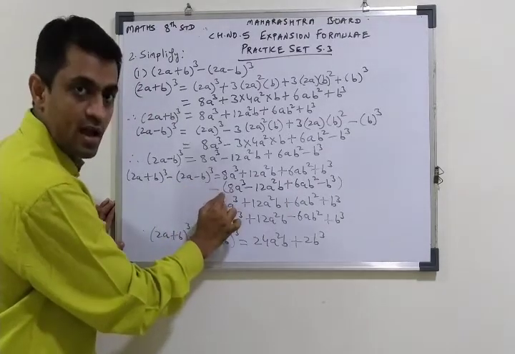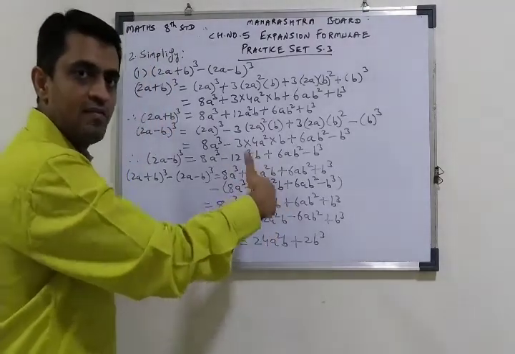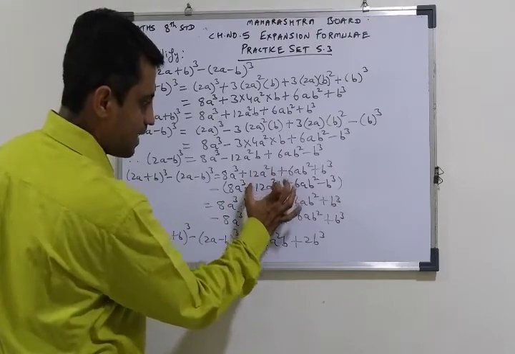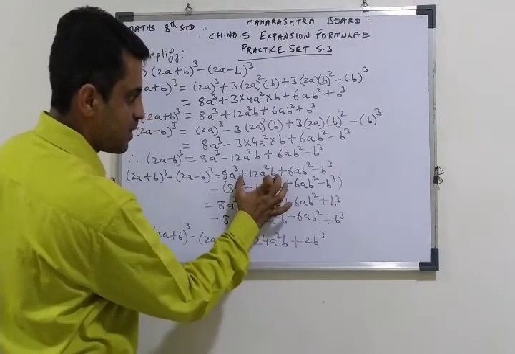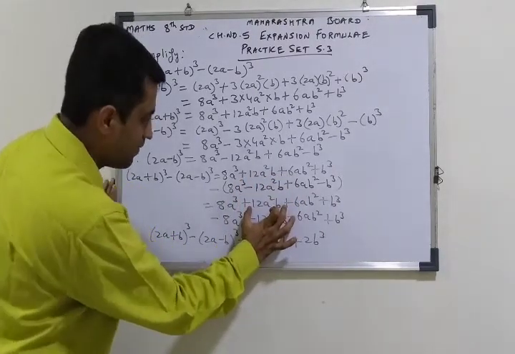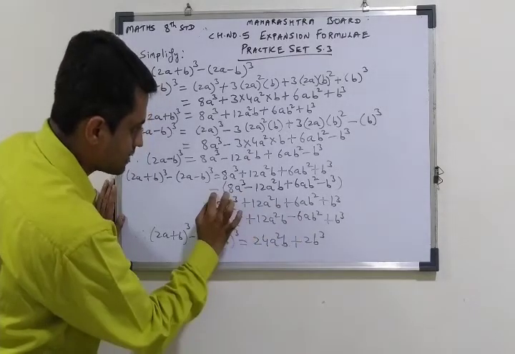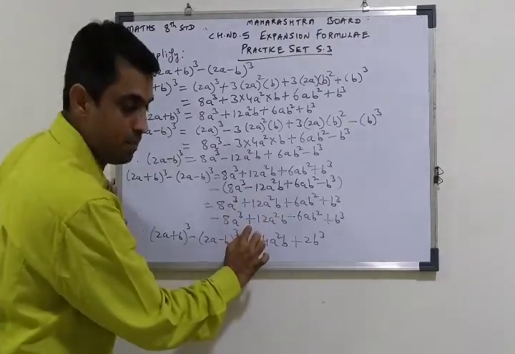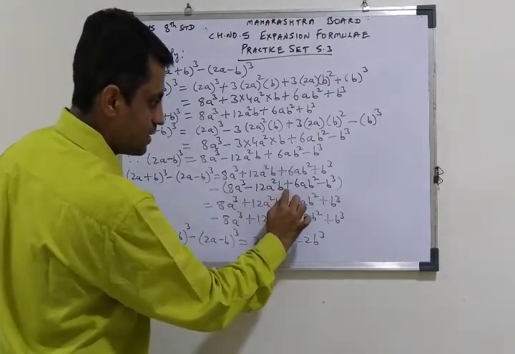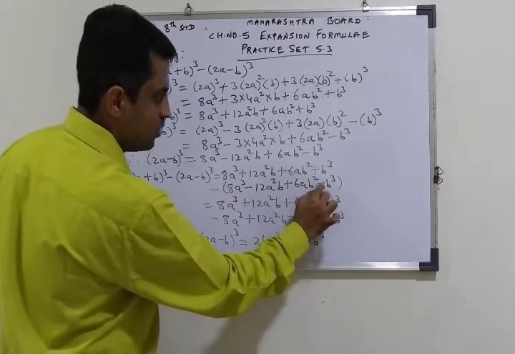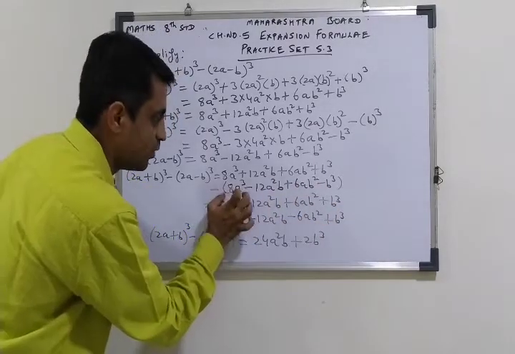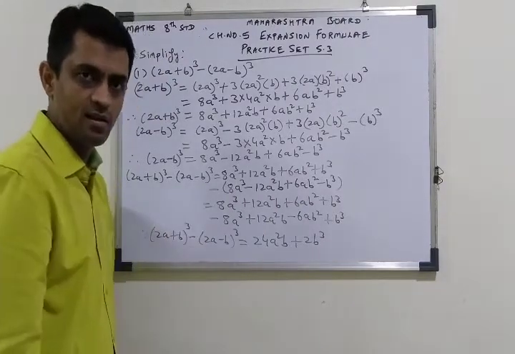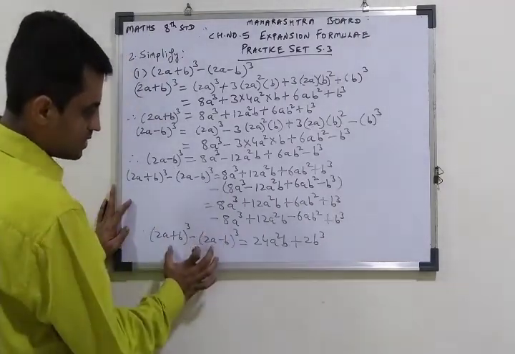And put the bracket. Why? Because when you open the bracket, all the signs will change. That's why we are writing this first part as it is. No sign will be changed. But when you go for the next part, the sign will change. Minus 8a cube, minus into minus plus, minus into plus minus, minus into minus plus. So that's why we are putting the bracket, so we will not forget to change the sign. Otherwise we will forget to change the sign. Now this is the question as it is.